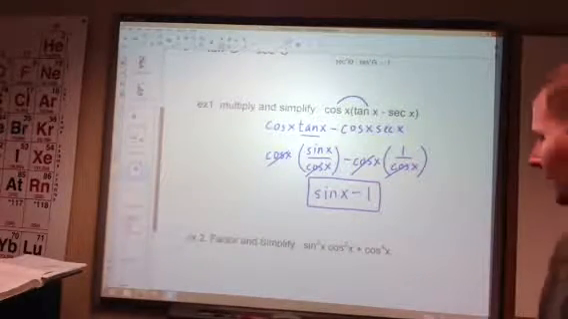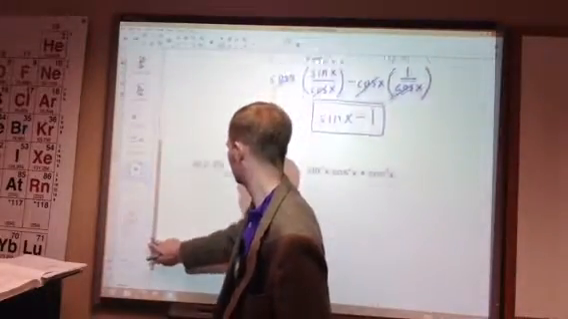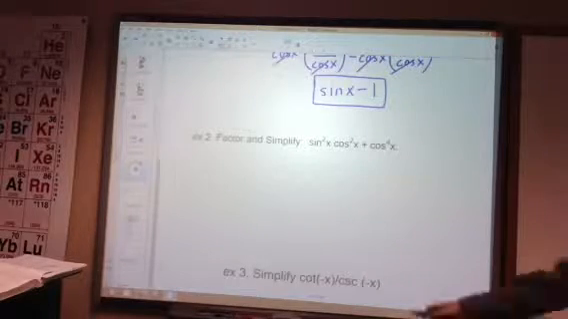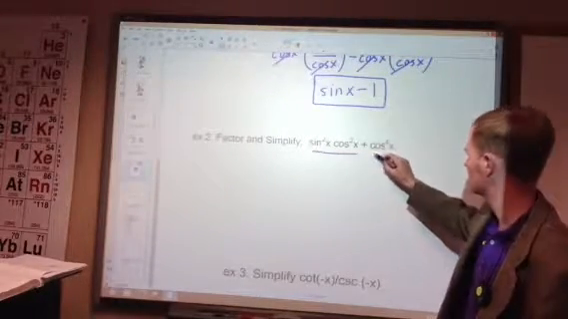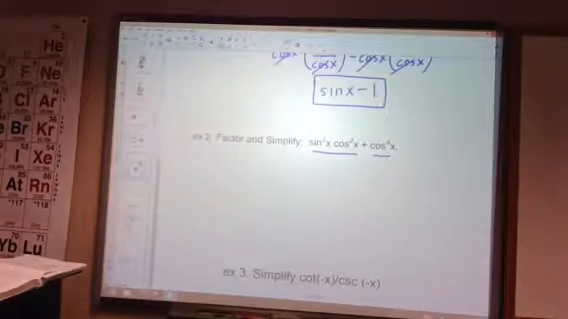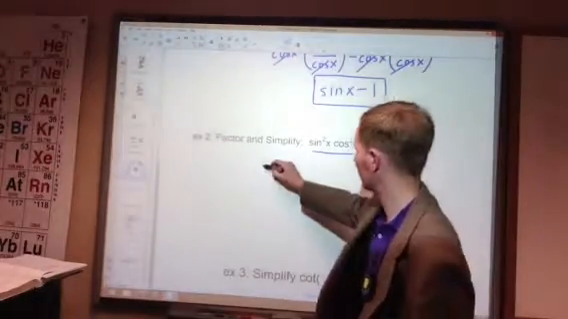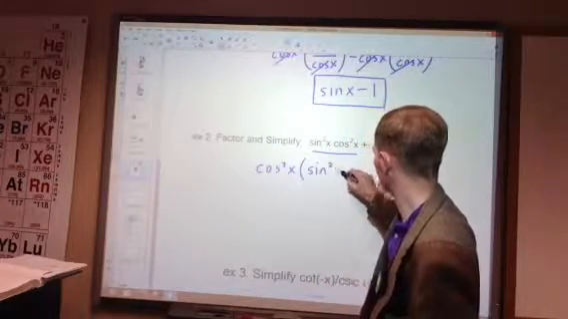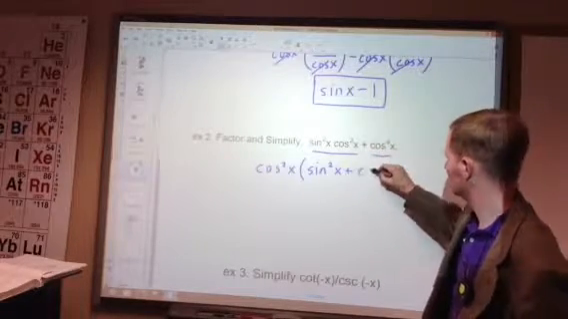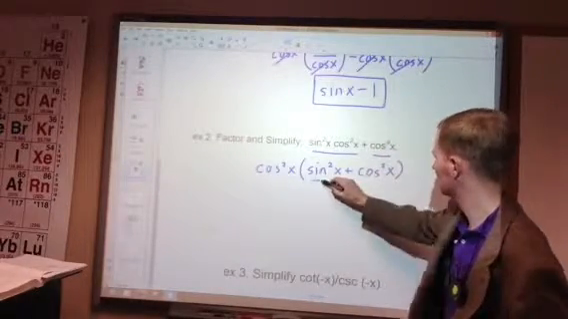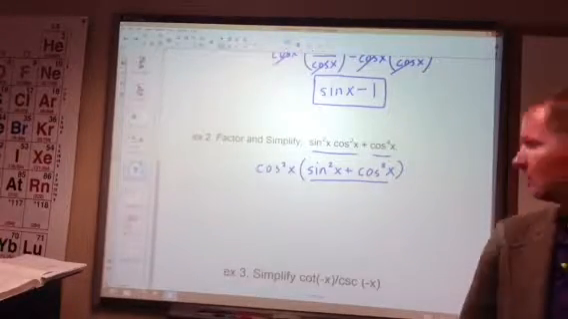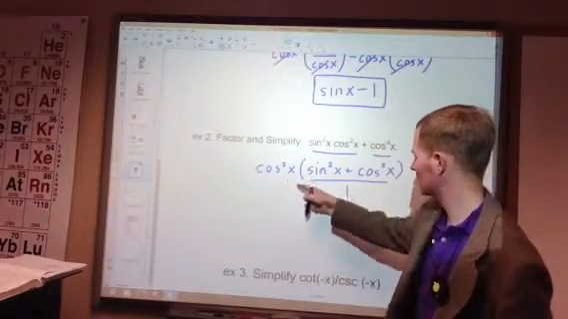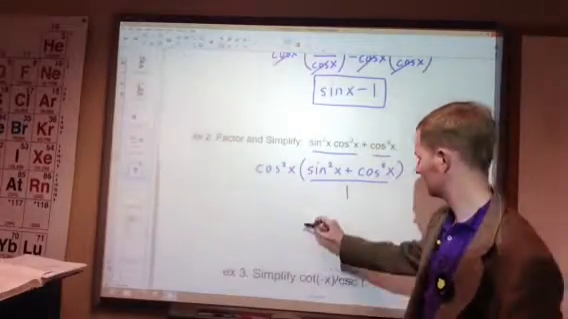Okay? Now if we continue on, factor and simplify sine squared cosine squared plus cosine to the fourth of x. Do I have any like terms? Cosine what? Squared. So if I factor out cosine squared of x, I'll have sine squared x plus, what's this? Ah, now does this look familiar to you? Would it still be cosine squared x and secant x? Mm-hmm. That's just 1, right? That's a Pythagorean identity. So what's cosine squared x times 1? Cosine squared x.